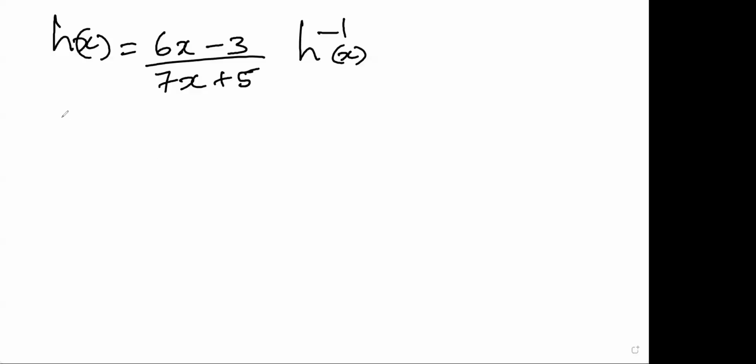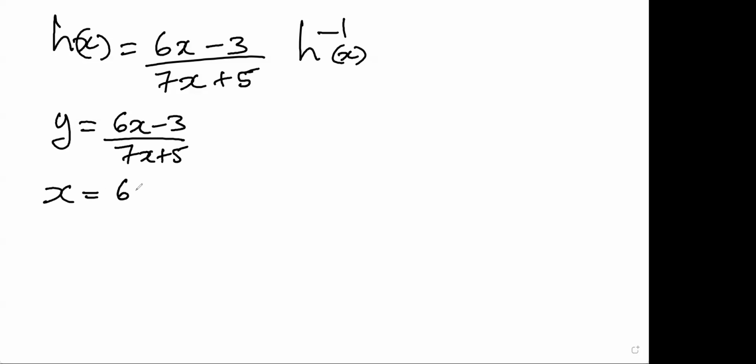Alright, so we change the function to y. And then we interchange x for y, y for x. That's very basic, we've been doing that. So nothing will change. Alright, so this is supposed to be y.